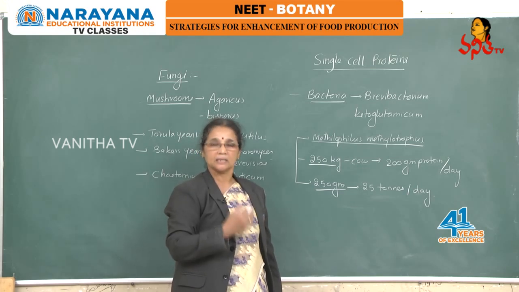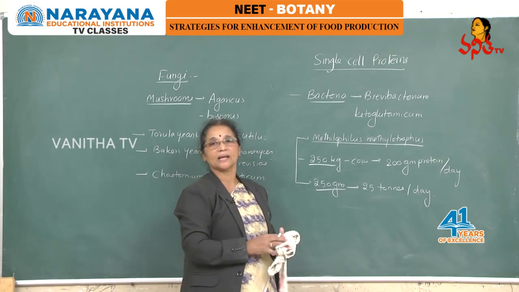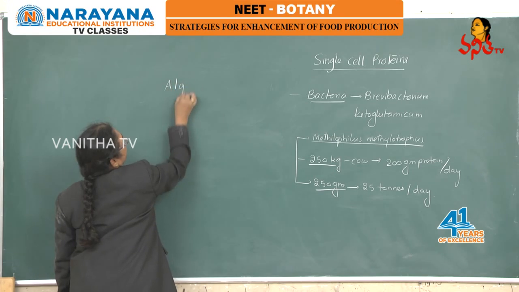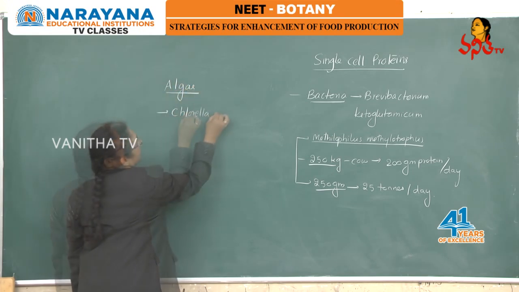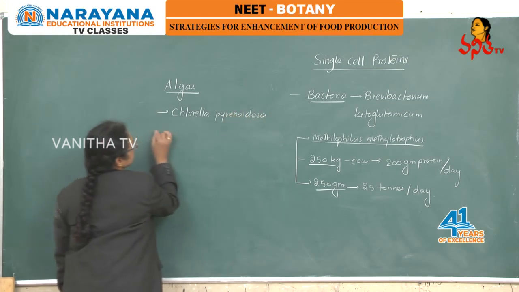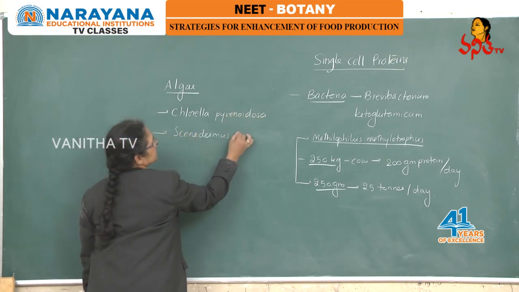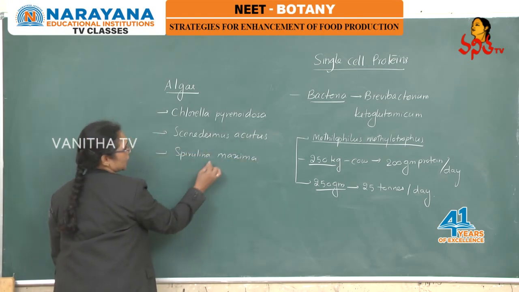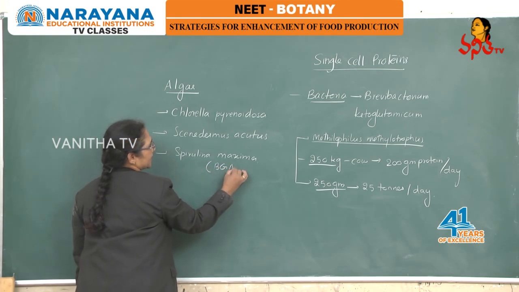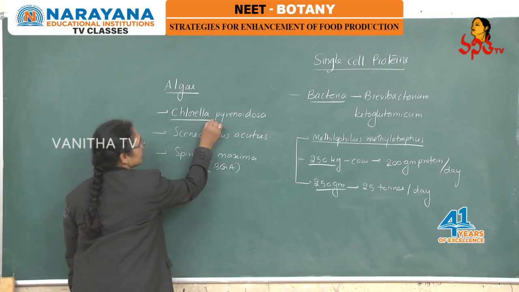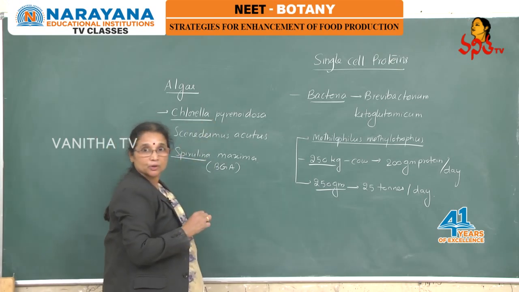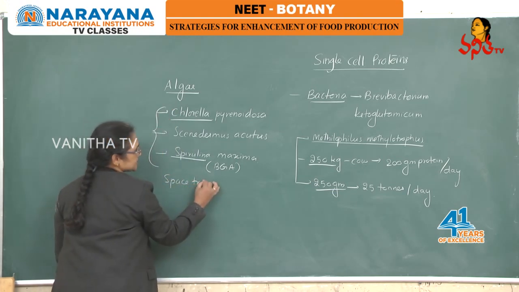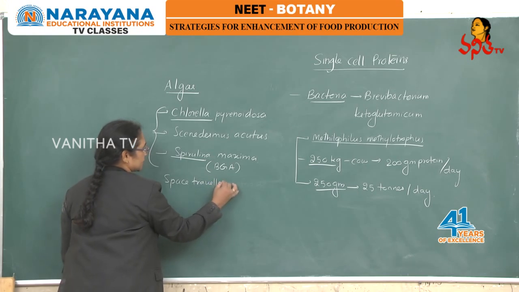So by using microorganisms we can produce proteins on a large scale as an alternate source of food. Similarly, let us see which algae can be utilized as SCPs. Here the algae examples are Chlorella pyrenoidosa, Scenedesmus acutus and Spirulina maxima. Actually Spirulina maxima comes under cyanobacteria, blue-green algae, and you know very well that Chlorella and Spirulina are also used as food for space travelers. Space travelers will use this as food, right?